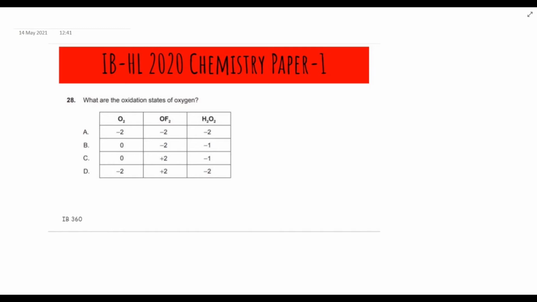For question 28, we need to find out the oxidation state of oxygen in the following three molecules. So firstly, in O2, there is no electronegativity difference. It is a non-polar molecule. So both of the oxygen atoms in O2 have zero oxidation state. So either option B or C would be correct. Now let's check for OF2.